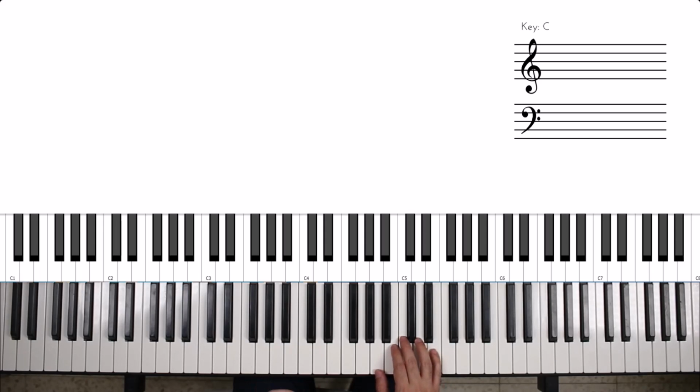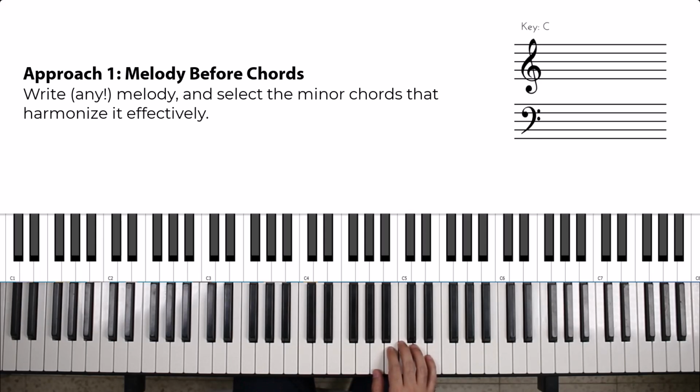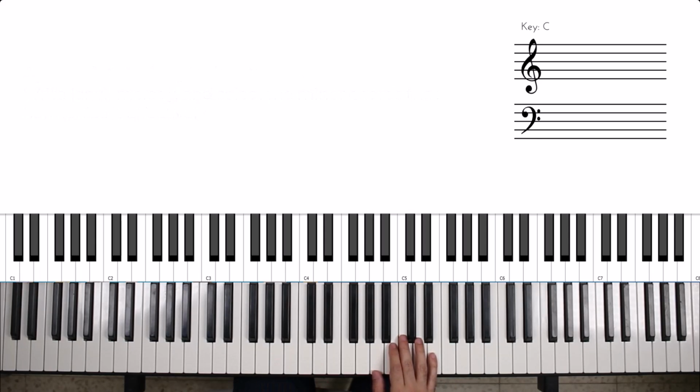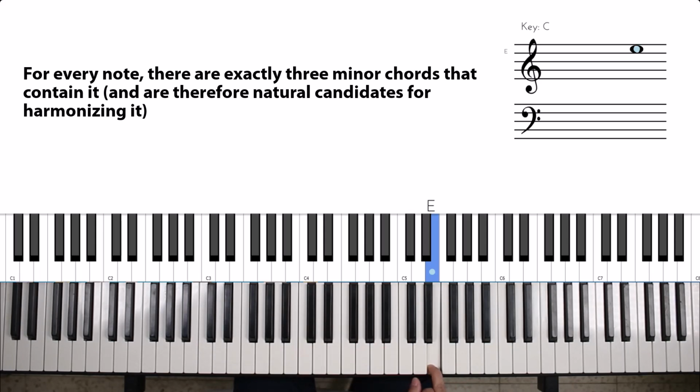Now, when you try or set out to write a scary sounding melody, there are really two ways of approaching this. And the first way is to write a melody and then to harmonize it. And by harmonize, I mean select chords that don't clash with the melody notes. Now, to do this, I want to point out something very important. And this observation is that every note that you play in the melody in the right hand has 3 minor chords that fit it. And by fit, I mean contain the note as part of the chord. Let me show you what I mean.